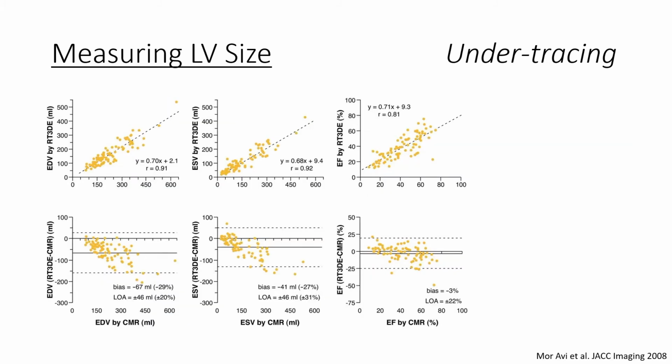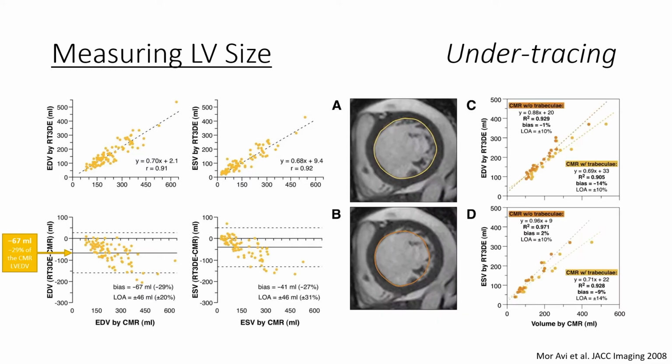Another common mistake beyond foreshortening is actually undertracing. And this nice study from Moravi et al. compared 3D echo volumes to CMR volumes in a multi-center setting. They initially found a bias of minus 67 milliliters, where the 3D echo images were 67 mils smaller than the MR reference standard. When they dug deeper to find what the cause was, they found that the primary cause of this underestimation was the tracing.